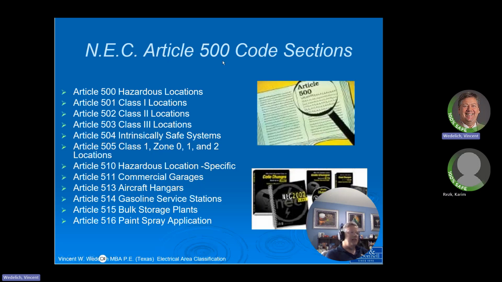So the NEC is broken up into different sections of Article 500. You've got 500, the definition of different hazardous locations. 501, Class 1 locations. What are Class 1 locations? You remember?